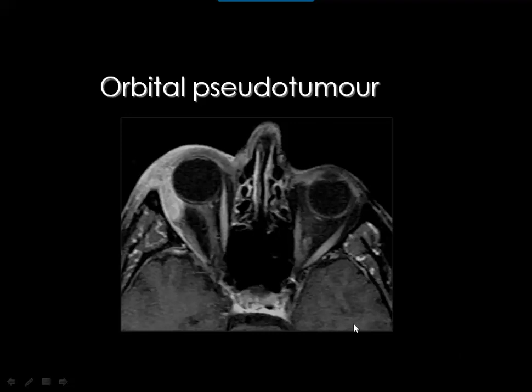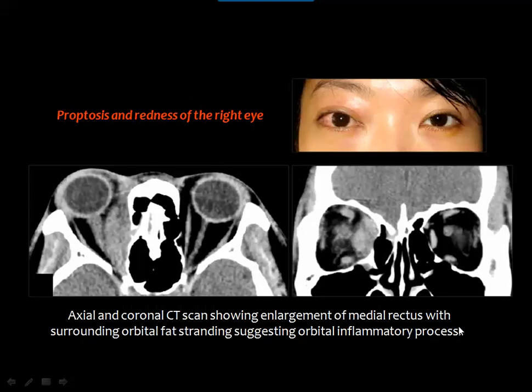Orbital pseudotumor by MRI T1 fat suppression after contrast injection, and you see that the lacrimal gland is swollen and enhanced, the eyelid is swollen and enhanced, also the periorbital soft tissue structures, some fine reticulations in the orbital fat, and mild thickening of the posterior sclera. And this is also an orbital pseudotumor of the right orbit.